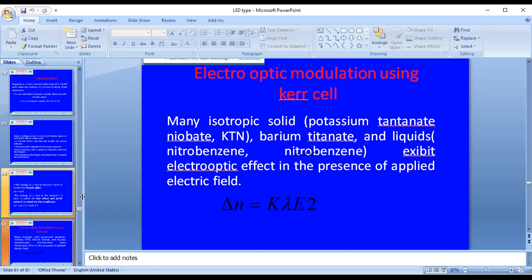As a liquid, we can take another material such as nitrobenzene, which can exhibit the electro-optic effect in the presence of an electric field, which can be defined as delta n equals K into lambda into E square.